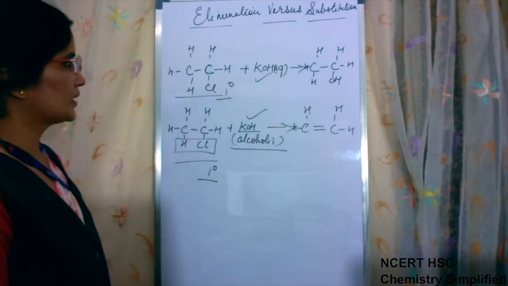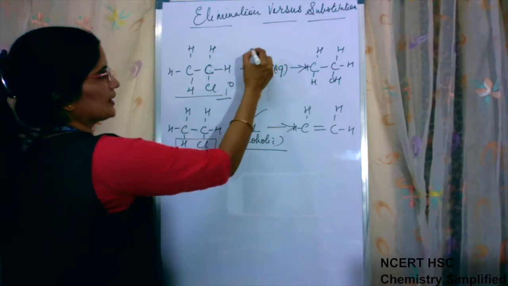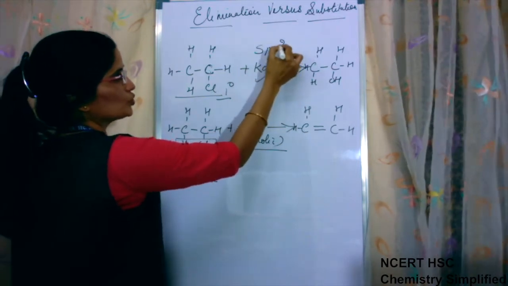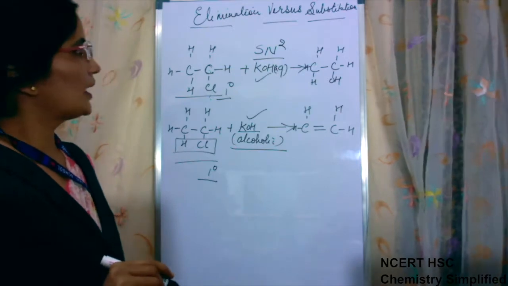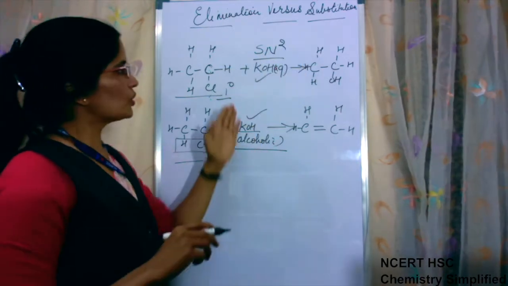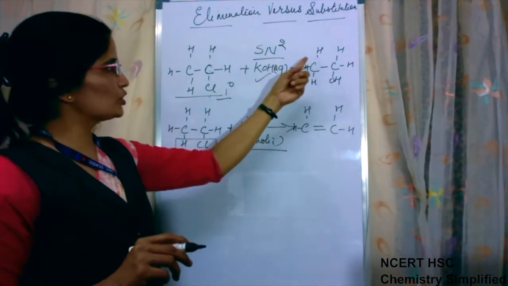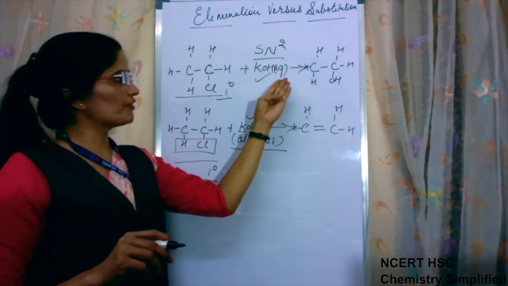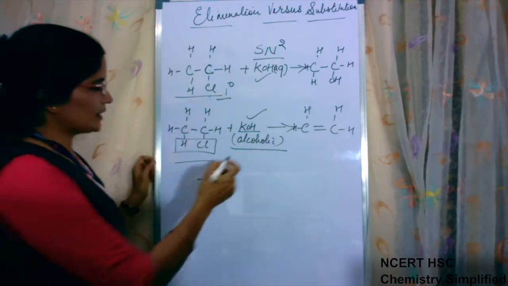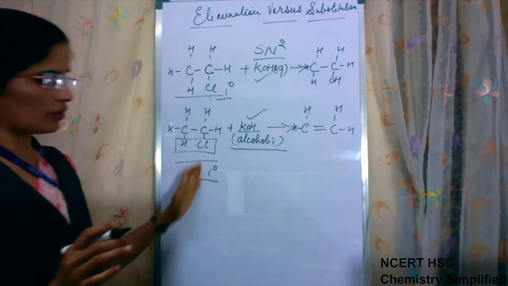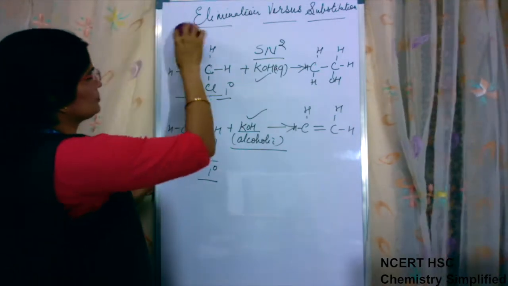Also, this is true that if substitution is taking place, it will take place by SN2, because this is 1 degree and we know that for 1 degree SN2 is fastest. So if substitution is taking place for 1 degree, it will be SN2 mechanism in presence of aqueous KOH, and if elimination is taking place, then we use alcoholic KOH for 1 degree. This is clear?